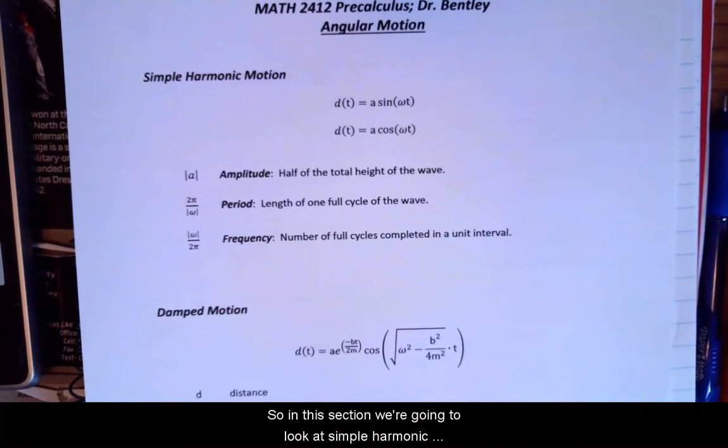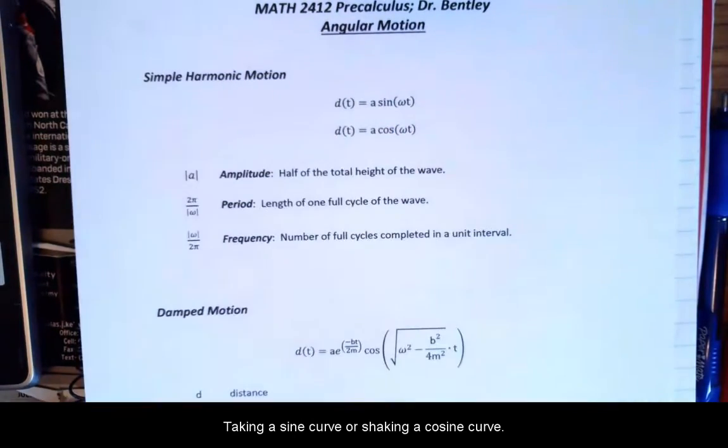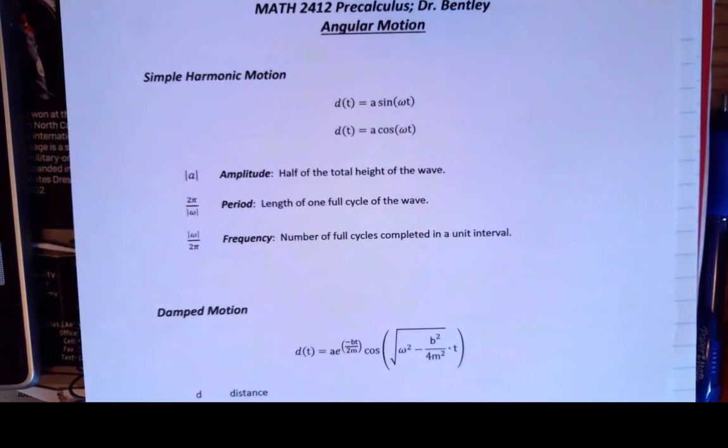So in this section, we're going to look at simple harmonic motion and damped motion, which is basically taking a sine curve or taking a cosine curve. And first of all, understanding that it's the unit circle unrolled. So we call it a projection on the XY coordinate plane.